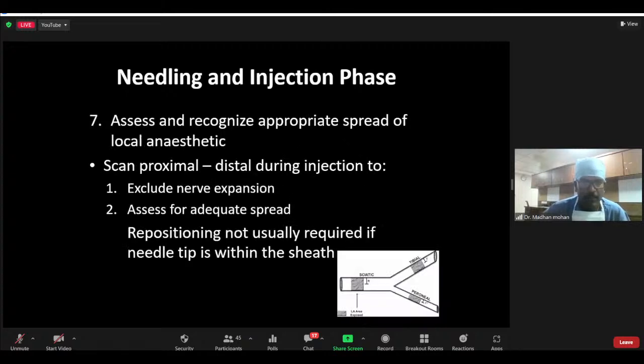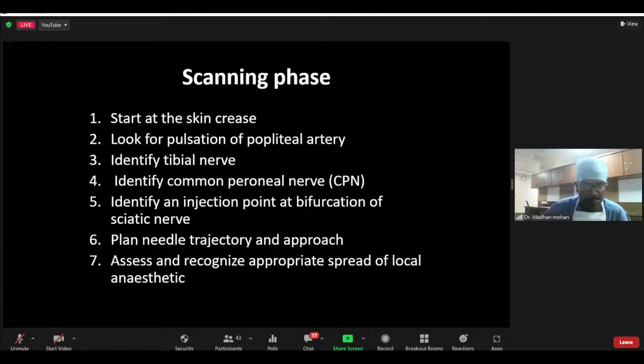And the last point is to assess and recognize appropriate spread of local anesthetic. After giving the block, you should scan proximal to distal to exclude nerve expansion. If the nerve is expanded, that means you have breached the epineurium, or it might cause a nerve injury. So nerve expansion should not be there. The local anesthetic should spread around the two components, and assess for adequate spread both proximal and distal. Repositioning is usually not required if the needle tip is within the sheath, in between the two components, inside the paraneural sheath. Usually needle repositioning is not required.